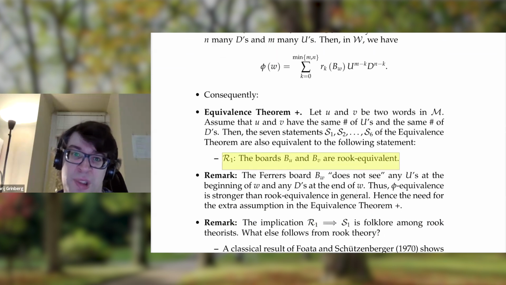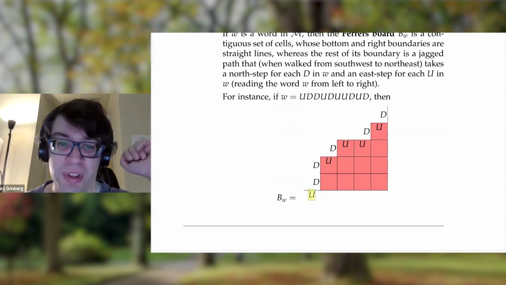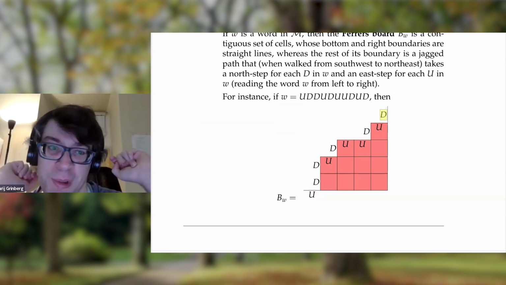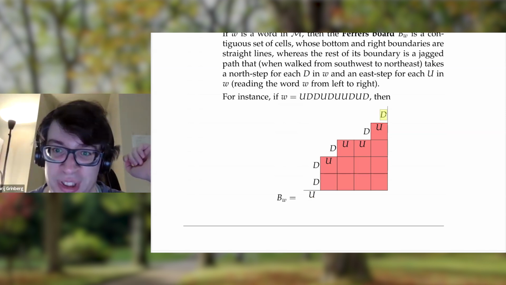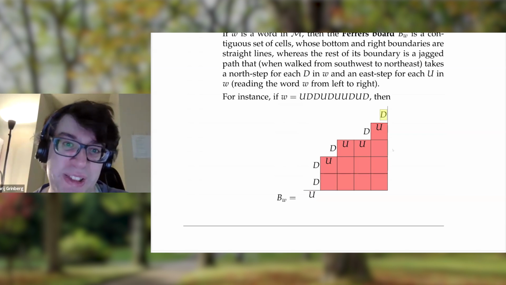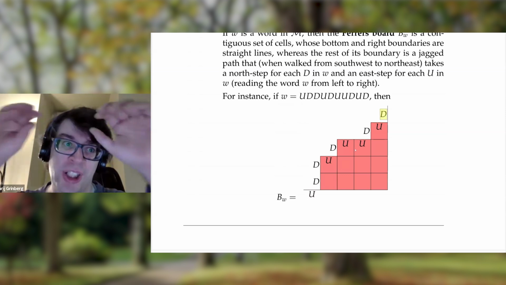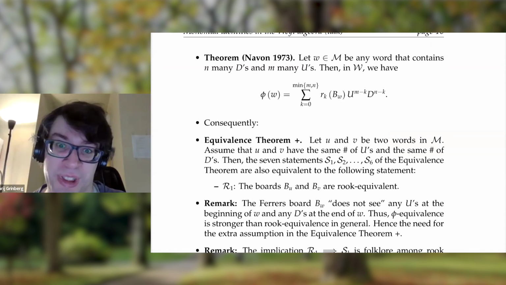Boards can be rook equivalent even if the words are not phi equivalent. And in fact, this is very easy to see because this board does not see the U at the beginning of the word. And it also does not see the D at the end of the word. If you remove them, the board will be the same because there is nothing below this U and there is nothing to the right of this D. So rook equivalence is basically phi equivalence, but as long as you also identify everything with any number of U's at the front and any number of D's at the end, and you're ignoring them.